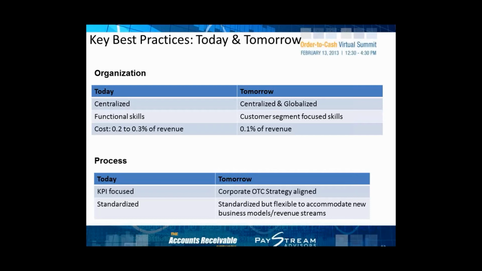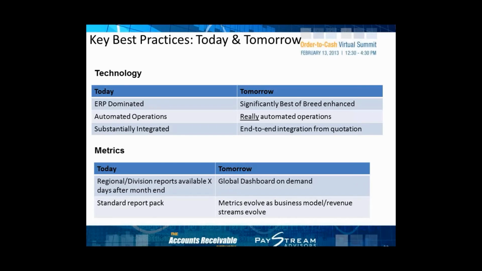And again, we talked about standardization. Everyone likes it. I think in the future, still see a lot of standardization, but it's got to be flexible because of this revenue hunger. We're going to see new business models all the time. Technology, we kind of talked about some of this before, ERP, but with a heavy dose of best of breed. Automated operations evolving to really automated operations, which just means a higher degree of automation. Metrics, the fragmented regional by division, by country to a global dashboard.